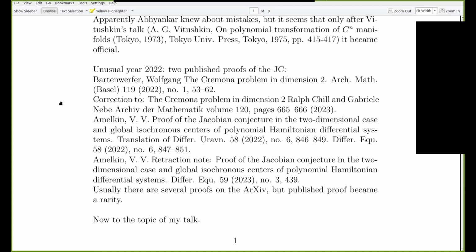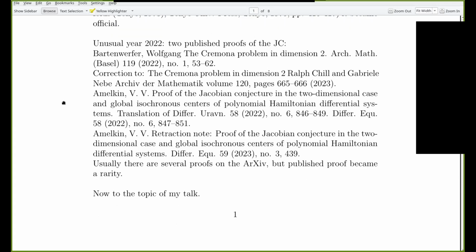And I still strongly recommend to young people who don't have tenure not to work on this problem, because I know several mathematical biographies which were actually completely smashed by these attempts. And usually there are several proofs on archive, and right now there are some proofs, but I don't read them because otherwise I won't have time for anything else. So now to the topic of my talk.